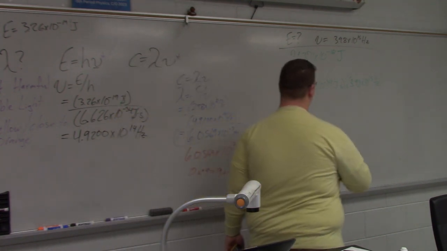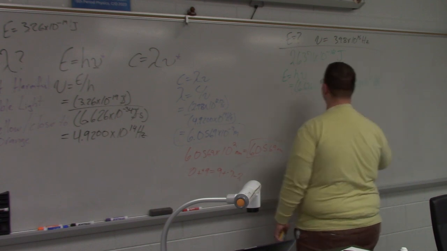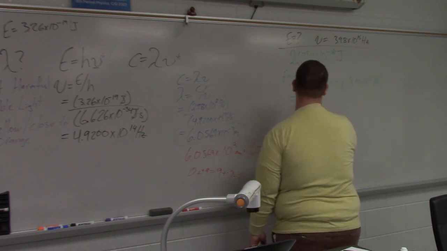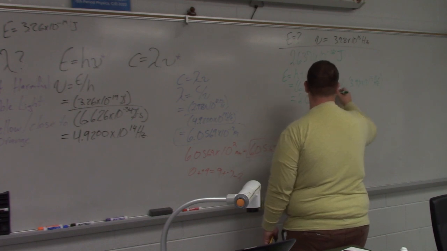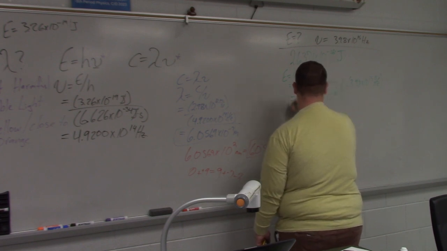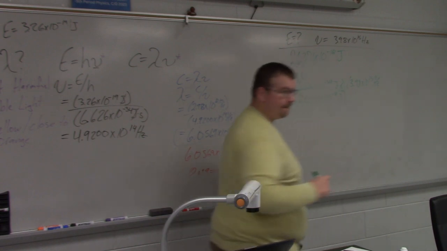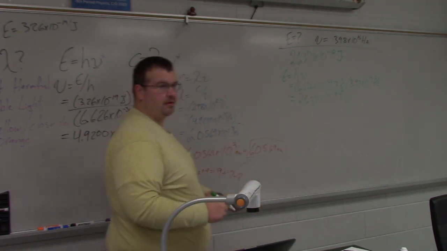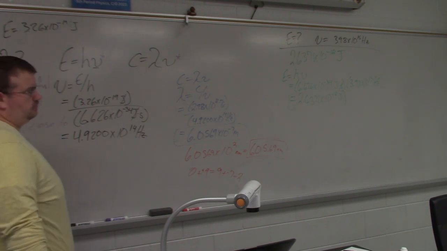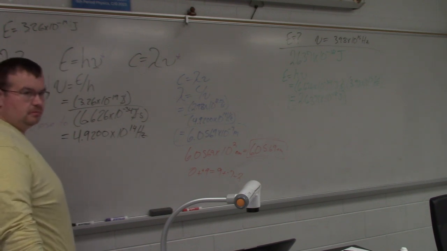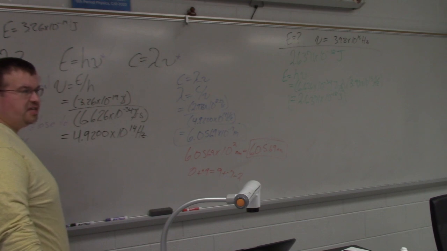Seconds and hertz cancel, and then you plug that into a calculator, and it'll shoot out the answer. I didn't add a number. That's why I got it wrong. I put 3.9 instead of 3.98 by accident. Because you're dumb. No, questions?